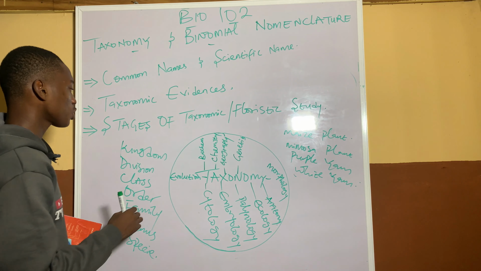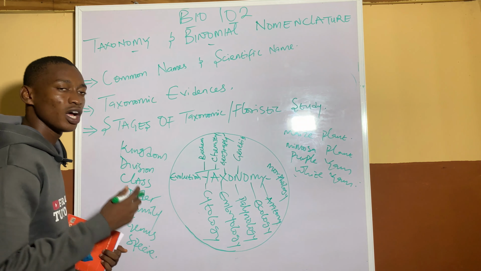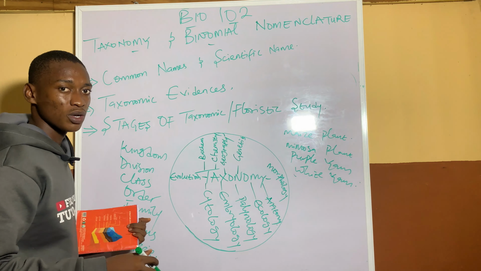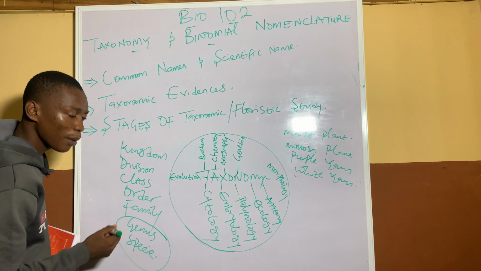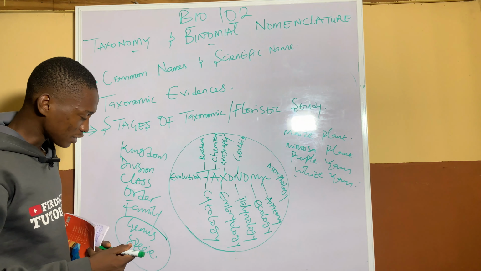So now, if we are talking about a scientific name, we want to assign a scientific name to a particular plant. There are things we look at. We first of all look at the kingdom of that plant, the kingdom of that organism. Of course, there are 2 major kingdoms, the animal kingdom and the plant kingdom. Are we together? Since we're talking about plants now, we're looking at the plant kingdom.